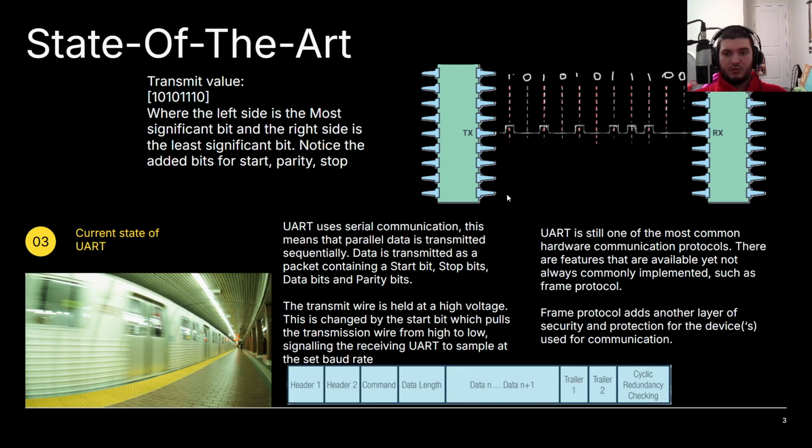UART is one of the most commonly used hardware communication protocols, and going back to the current state of it, there are a lot of features that UART has that aren't commonly implemented, even though they exist, like frame protocol, which gives more security and protection for devices communicating over UART. Down here is a frame for a frame protocol with headers, command, data lengths, and other things to ensure that the two devices talking over UART are those two devices and no other device.